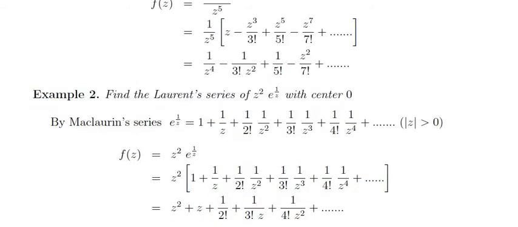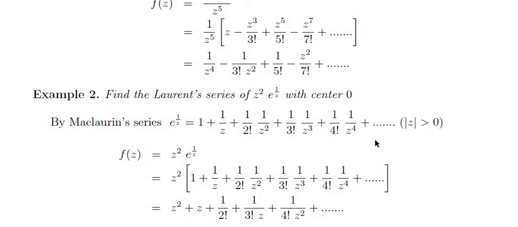Check the second example. Find the Laurent series expansion of z square e raised to 1 by z with the center at 0. That is a familiar result for Maclaurin series. e raised to 1 by z is equal to 1 plus 1 by z plus 1 by 2 factorial into 1 by z square plus 1 by 3 factorial into 1 by z cube plus 1 by 4 factorial into 1 by z raised to 4 plus dot dot.